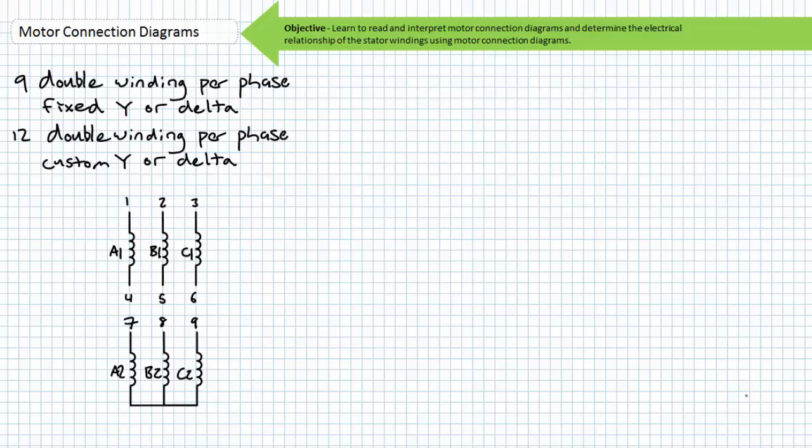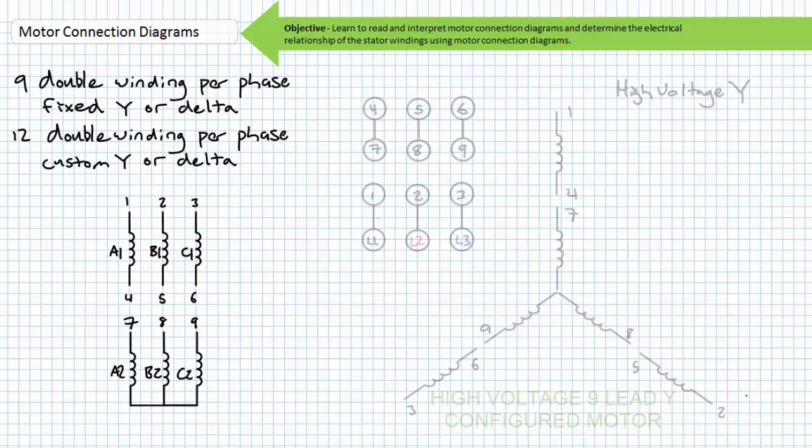Consider a 9-lead Y-configured motor. Terminals 7, 8, and 9 form the pre-wired Y with windings A2, B2, and C2. The central node is not ordinarily accessible for a 9-lead motor. Terminals 1 and 4 are the two terminals of coil A1, terminals 2 and 5 are the two terminals of coil B1, terminals 3 and 6 are the two terminals of coil C1.